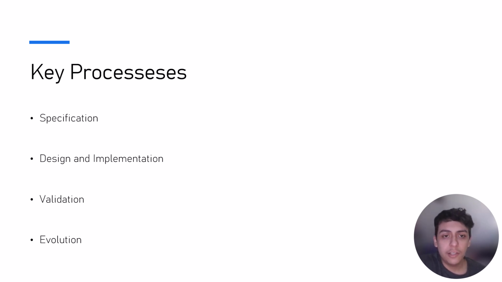And lastly, our last one will be titled evolution. This basically means that after the software is delivered, it needs updates over time. Evolution means modifying and improving the software as user needs change, bugs are found, or new features are requested over time, which need constant care and development over this process cycle.